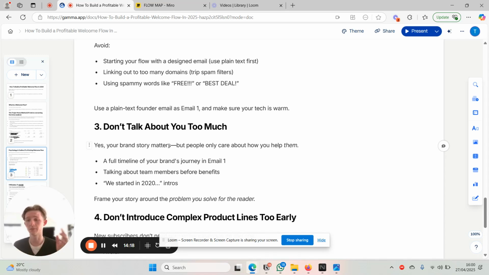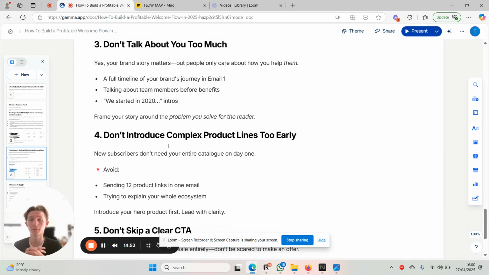Don't talk about all your team members and the behind the scenes before you talk about the benefits of your product, because they're not going to care. And we started in 2020, we got to this. Intros don't work unless it relates to the reader. The caveat to that one is if it's a health-based product and it's like, I've been a doctor since the 1990s, then you're building authority, but you get my point. Frame your story around the problem you solve for the reader, not like an ego rub, or like trying to put your brand in this big old spotlight.